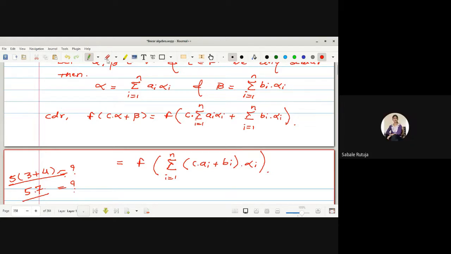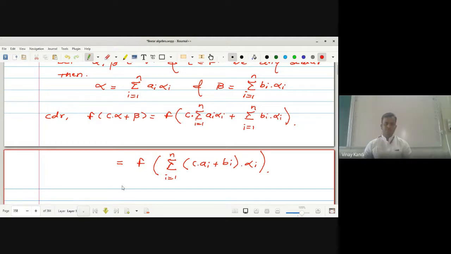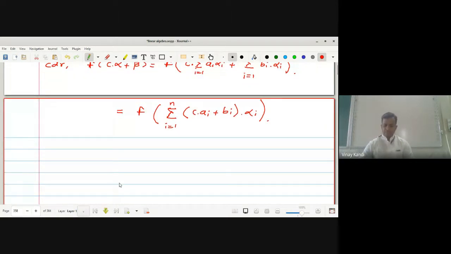Okay. So here f of summation i running from 1 to n of c into ai plus bi into alpha i. Now by the definition of f, this is the summation, and this is the coefficient now, i running from 1 to n as it is. This belongs to F, this belongs to F, this belongs to F again. The whole bracket belongs to what? Capital F. So by the definition of f, summation i equal to 1 to n of c into ai plus bi into alpha i is transformed to xi.